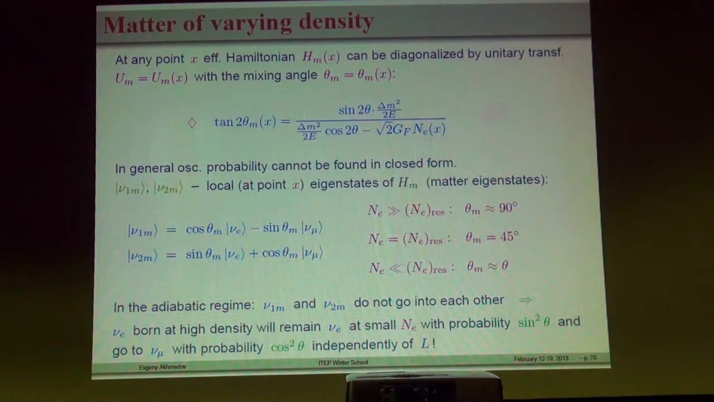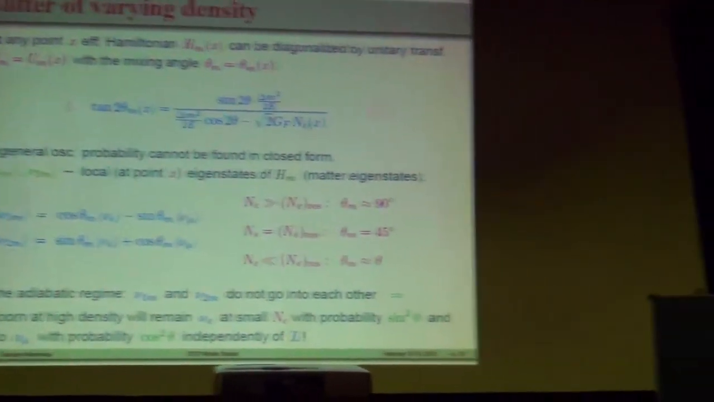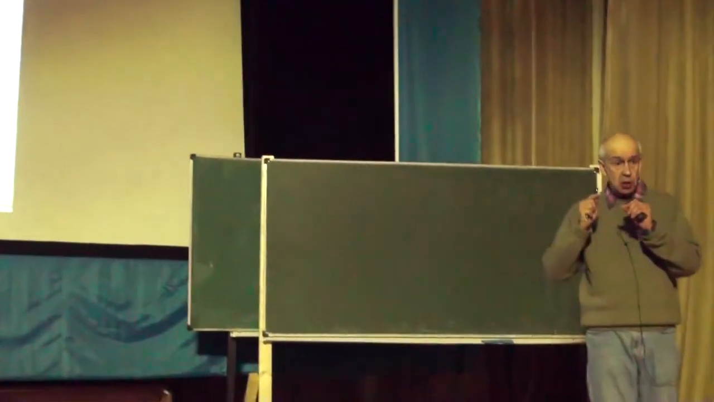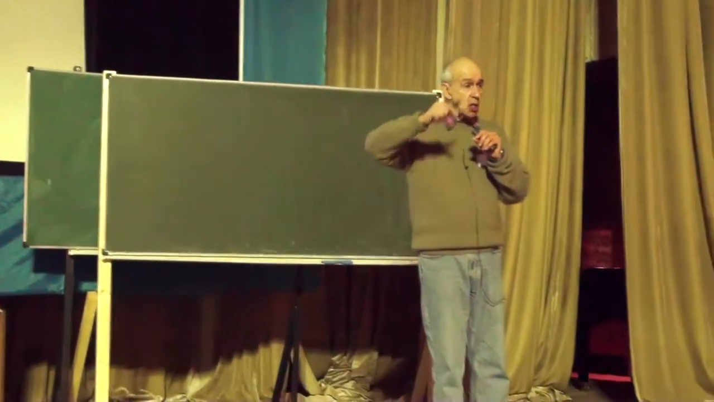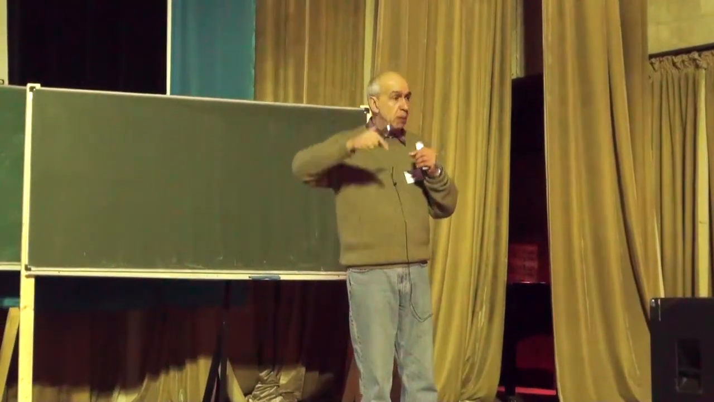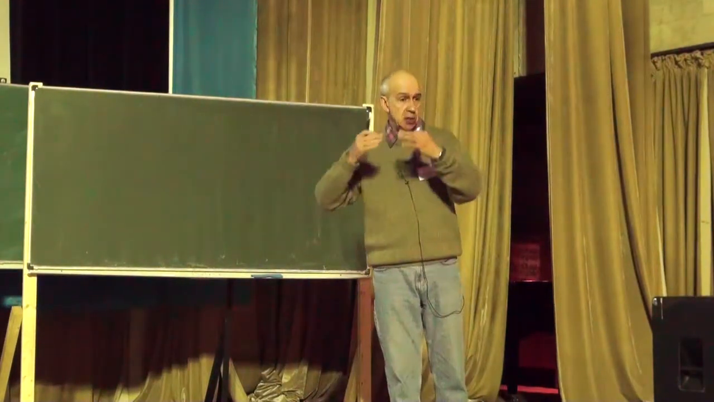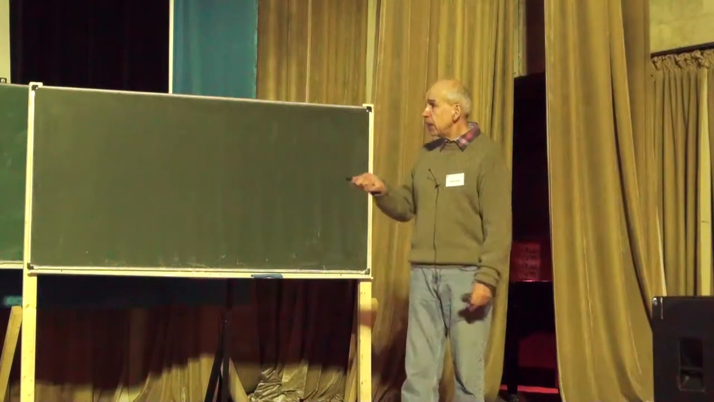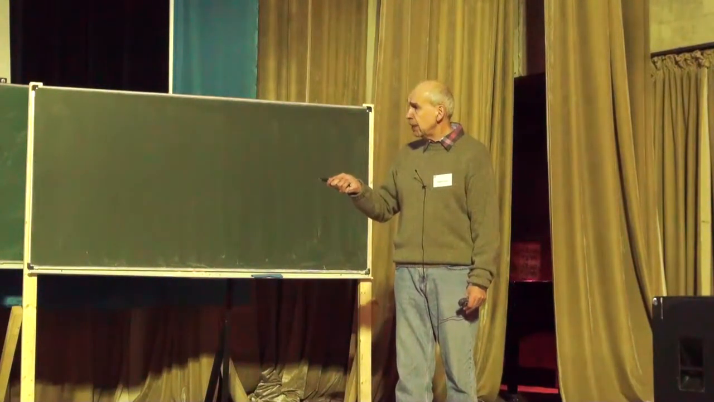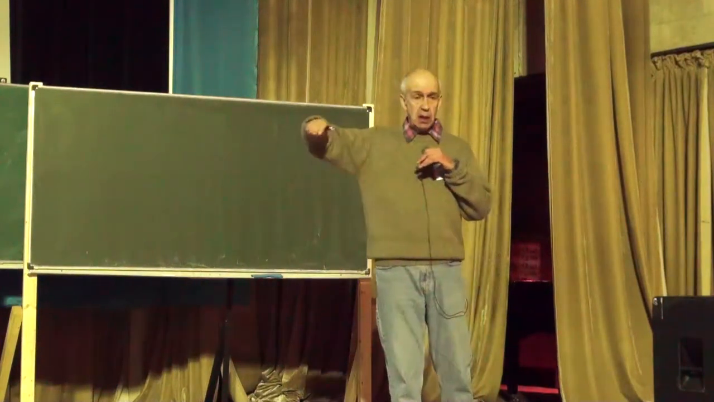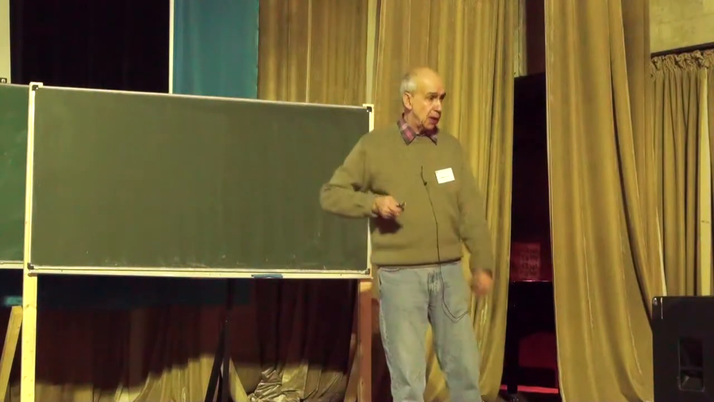Now, if matter density varies slowly along the neutrino path, the propagation is adiabatic. What does it mean? This means that we assume now that density changes so slowly that at each point the oscillations occur as if they were in matter of constant density of this particular density. So the neutrino system has enough time to adjust to changing density. If this is the case, the matter eigenstate remains itself. Matter eigenstate nu 2 doesn't go into the matter eigenstate nu 1. It just remains itself. It propagates inside the matter without going into another matter eigenstate.